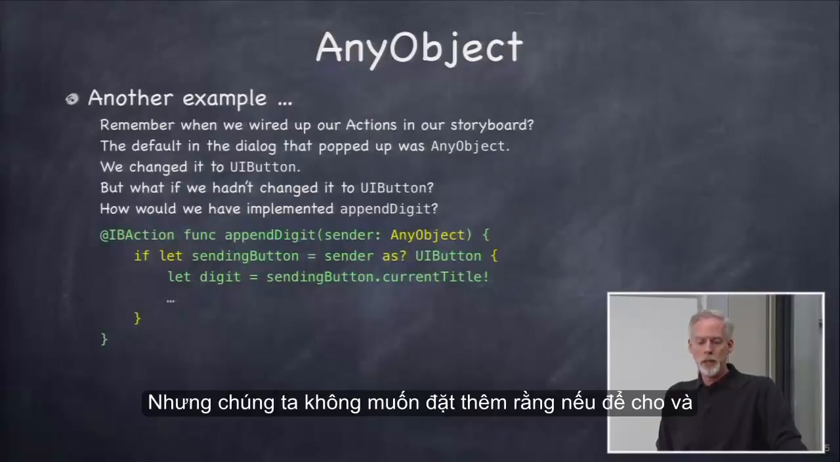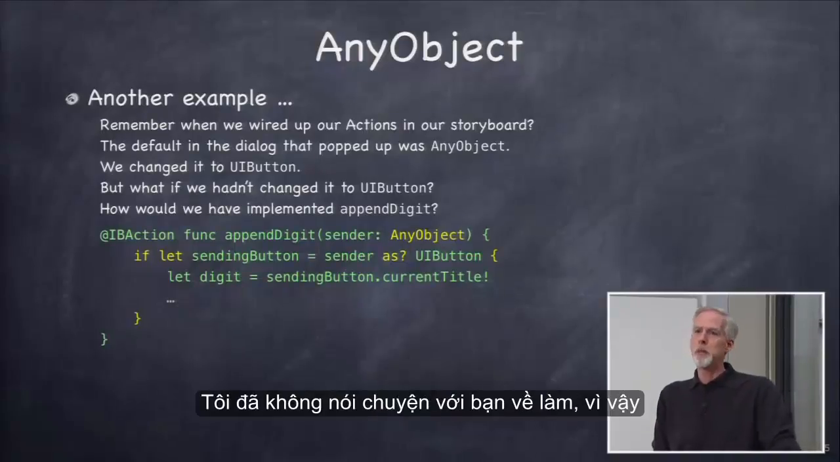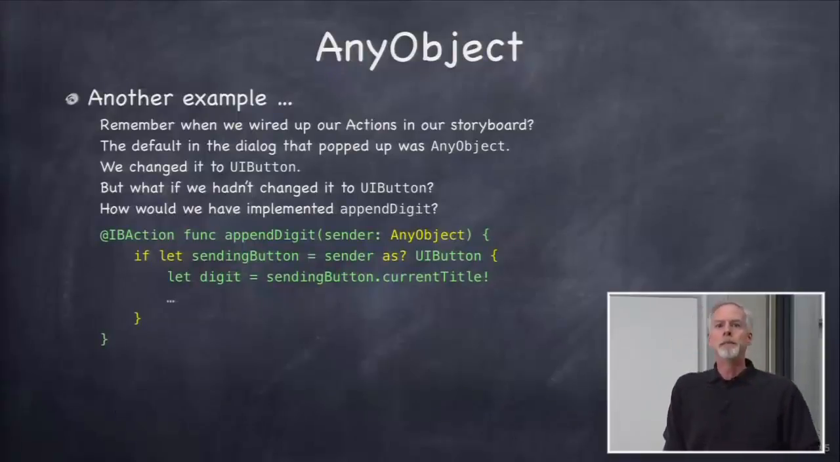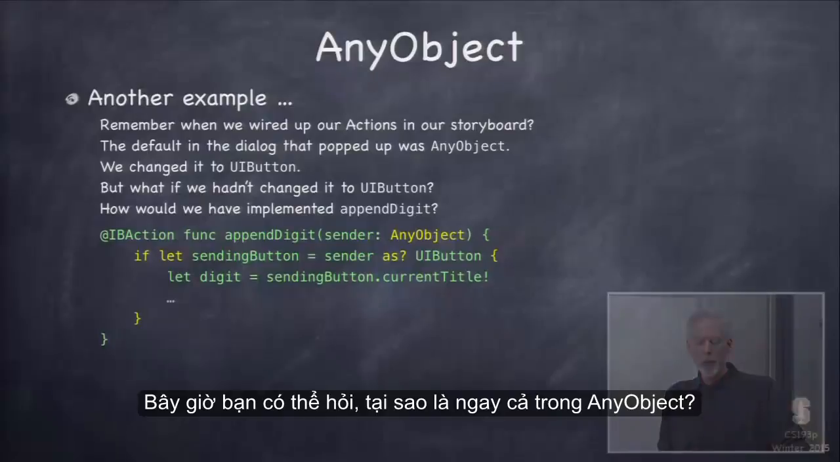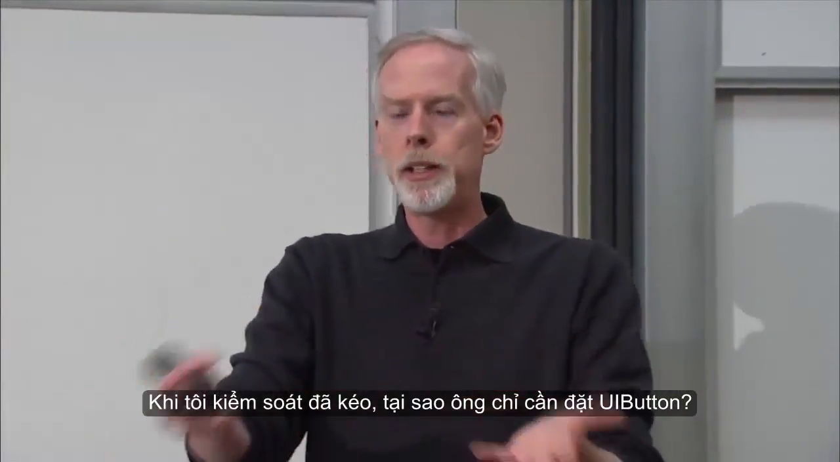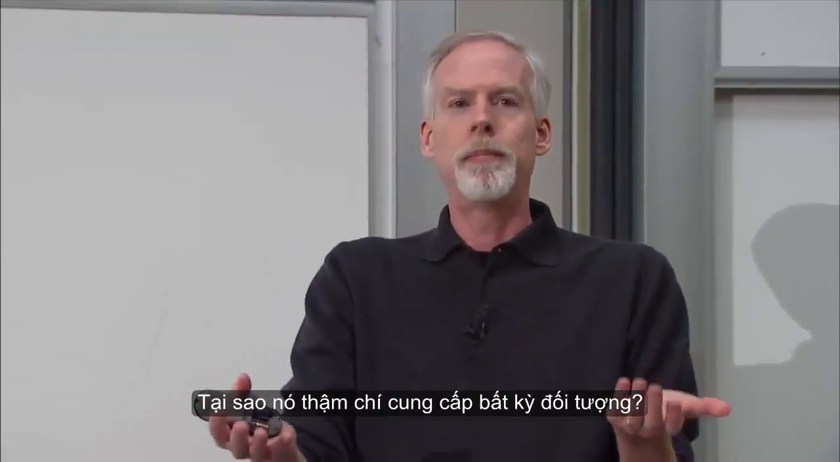Make sense? But we didn't want to put that extra if let, and I hadn't taught you about as, so that's why I said be sure to put that thing UI button. All right? Now you might ask, why is that even in any object? When I control dragged, why didn't it just put UI button? Why did it even offer any object?